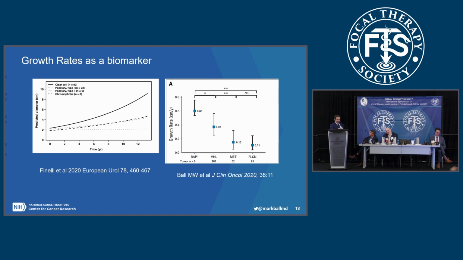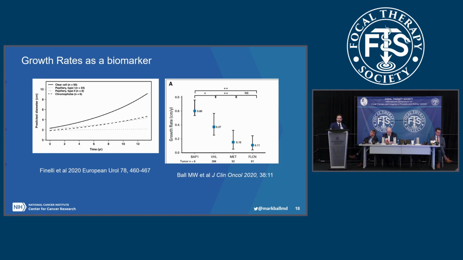And they found there were differences. The clear cells grew faster, the papillaries and chromophobes sort of intermediately, and then pap type 1 at a low rate. Around the same time, we at the NCI showed similar outcomes for patients with genetically defined tumors.